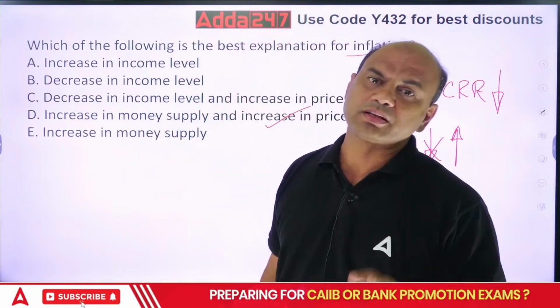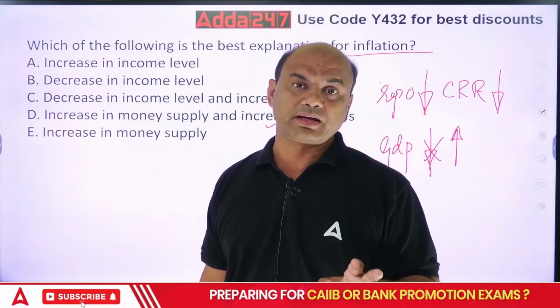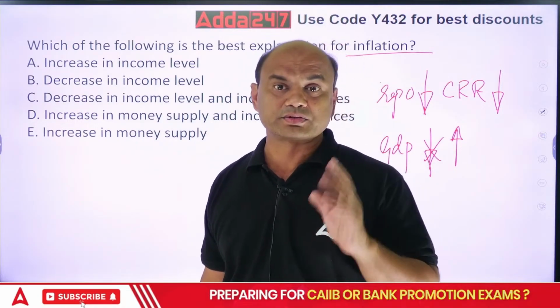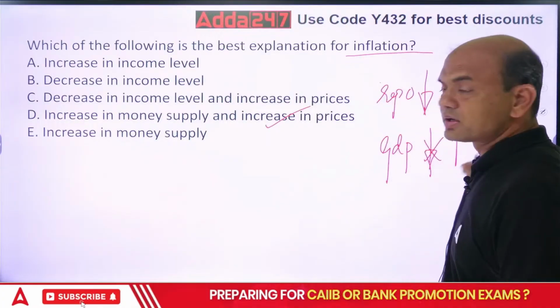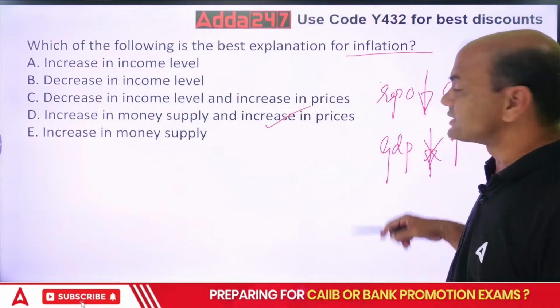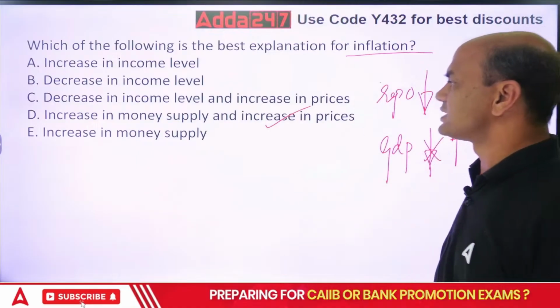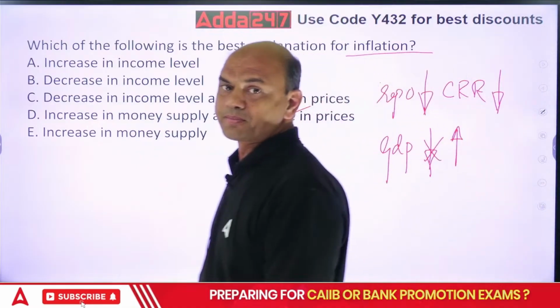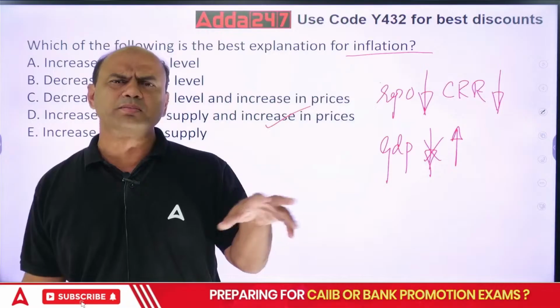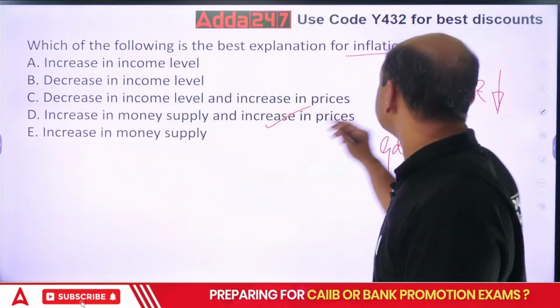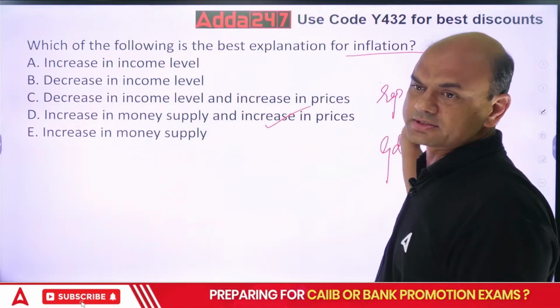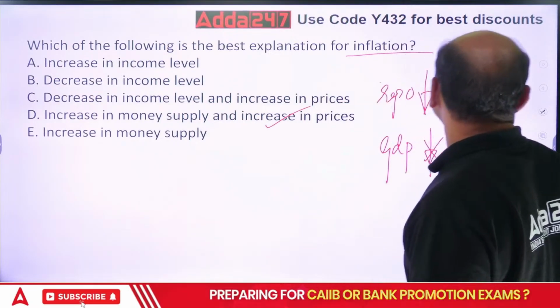Right now you see in countries like USA and Europe, England also, these two are down, but GDP is not up. So that's why these countries are all facing inflation, right? Remember this simple thumb rule, okay? So money supply will also increase because repo has decreased and CRR has decreased. Got it?